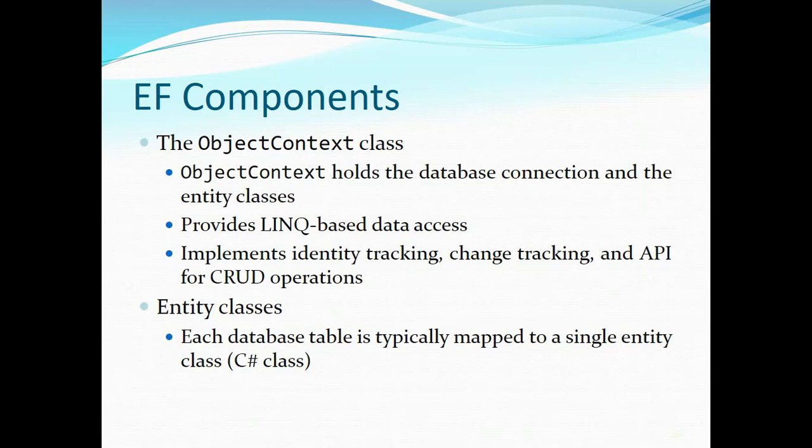So basically, each database table is mapped to a single entity class. In other words, a C# class. A table is mapped to a class. What about the rows in the table? They will be mapped to the objects of that particular class.